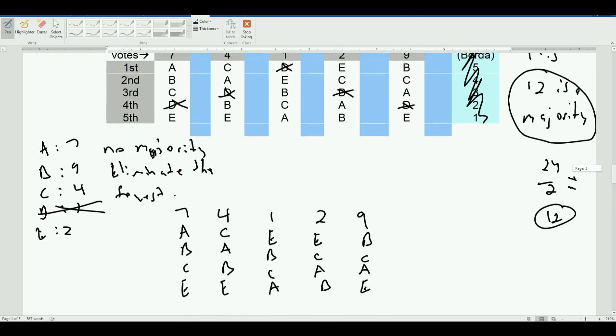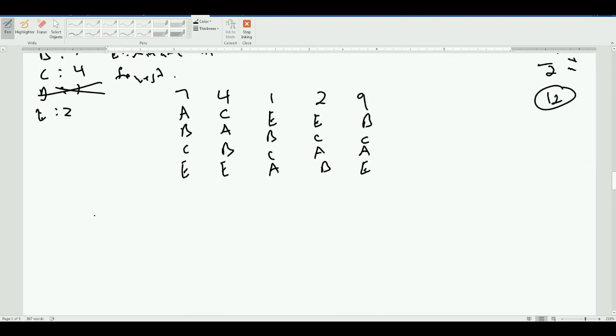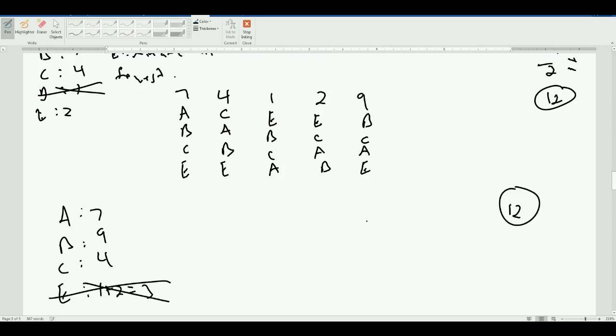So now we're going to do the same thing. We're going to count A, B, C, E, because D was eliminated. So A has 7, B has 9, C has 4, E has 1 plus 2, which is 3. 12 is still the magic number. We don't have 12 yet. So that means E is eliminated.